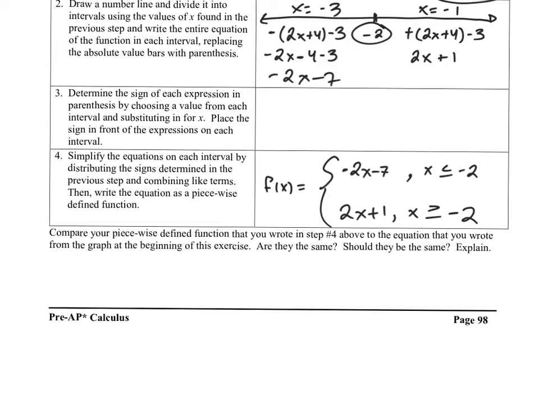So that is our absolute value function written as a piecewise function, okay? And then it says compare your piecewise defined function that you wrote in step 4 above to the equation that you wrote from the graph at the beginning of this exercise. Are they the same? Should they be the same? Yes.